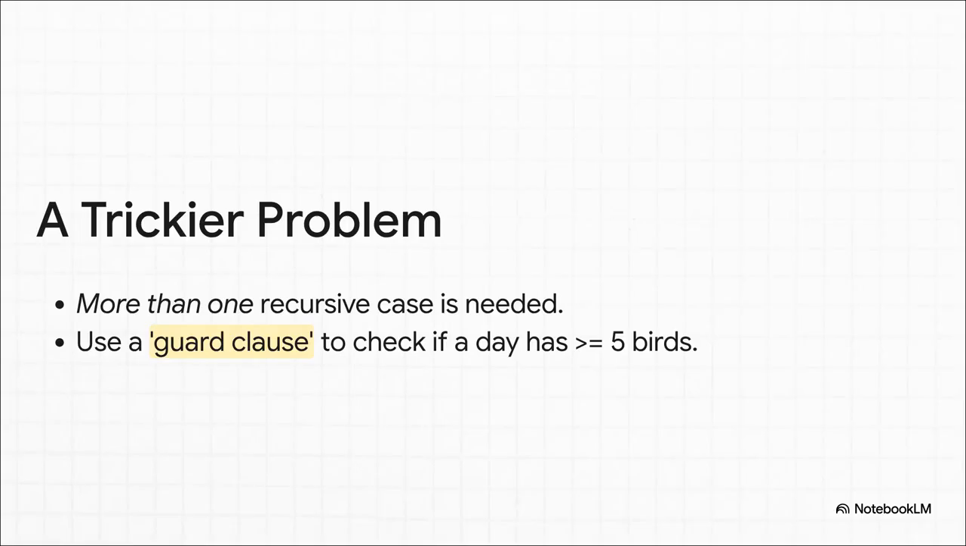Now this one's a little more complex because we need some conditional logic, and Elixir handles this beautifully with something called guard clauses. Think of it like a little check you can add right onto a function definition. We can have one version of our function that only runs when the number of birds is 5 or more, and another version that runs for all other cases. It lets us bake the if statement right into the function itself.